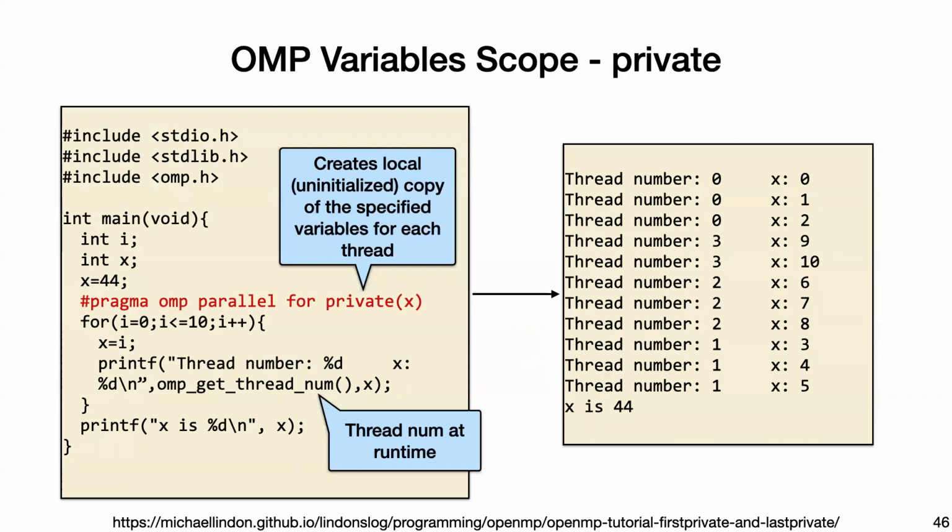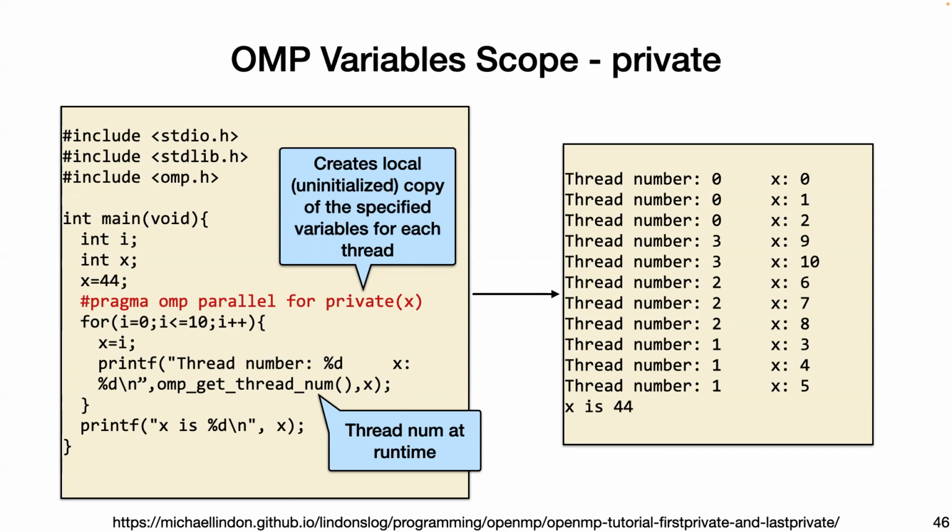Okay, there was a question earlier about why you would specify something as shared versus private. So this is an example. It's a very simple program. We have some int x and we set x equal to 44. And this is the parallel for up to 10. Inside the parallel for, we set x equal to i, the iteration variable. Then we print what number we are, and then we print x. And at the very end, after the parallel for, we print x.